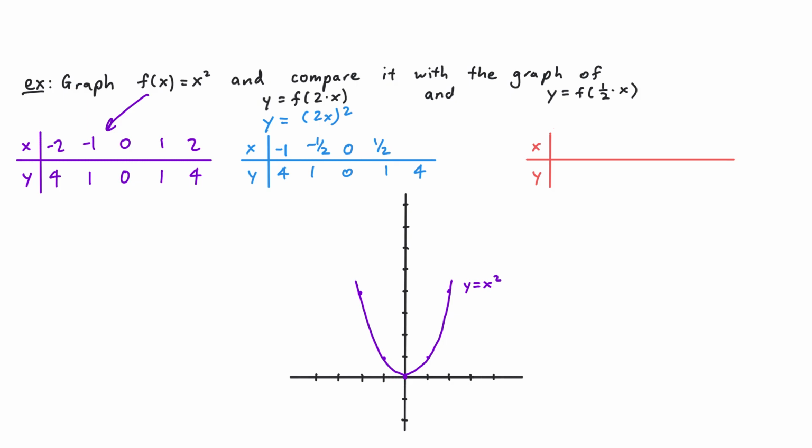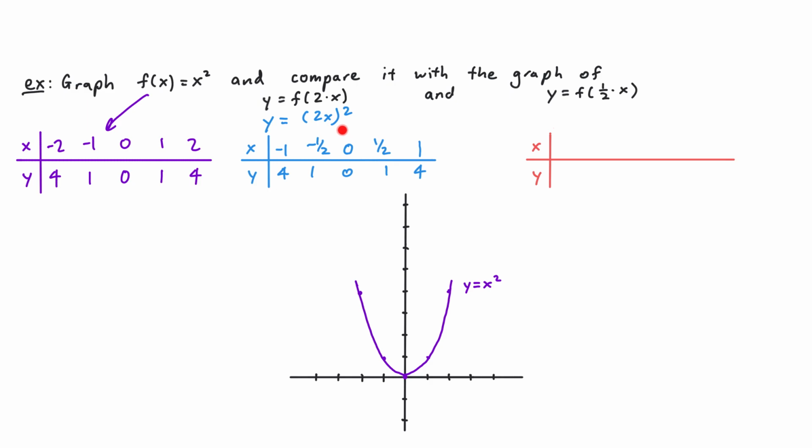Another option for x would be x equals +1, because if we take 1 and multiply by 2, that's going to give us 2, then square the result, we're going to get 4. So when x is equal to 1, the corresponding y value is 4.